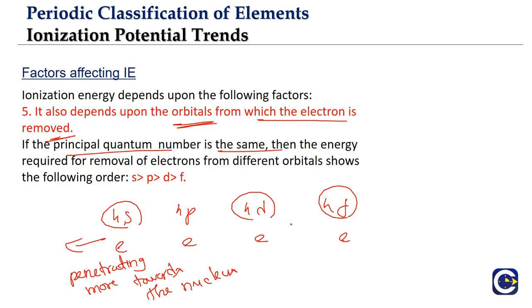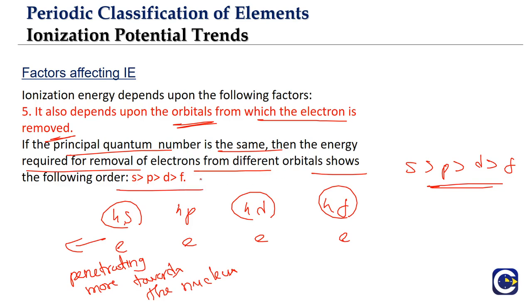So the penetration order is what? s will penetrate more than p, than d, than f towards the nucleus. When the penetration is more, they come under more influence of the nucleus, which means you have to spend that much more energy to remove them. So for the same principal quantum number, if you want to remove electrons from s orbitals, we have to spend more energy than for p, than d, than f, because of the penetration of these orbitals towards the nucleus.